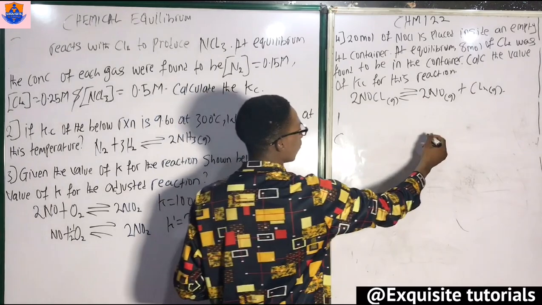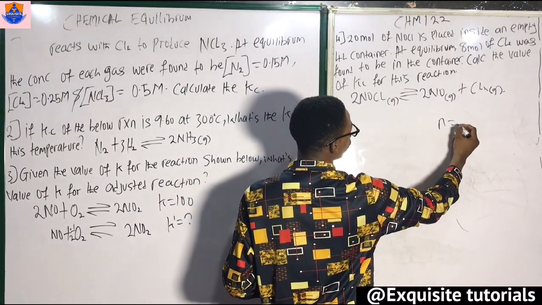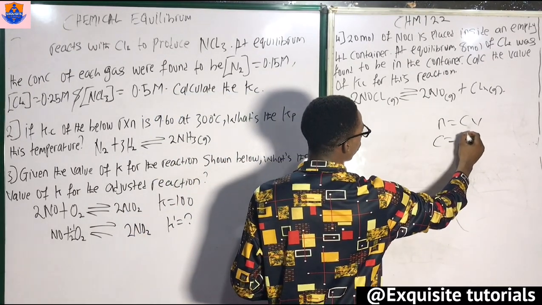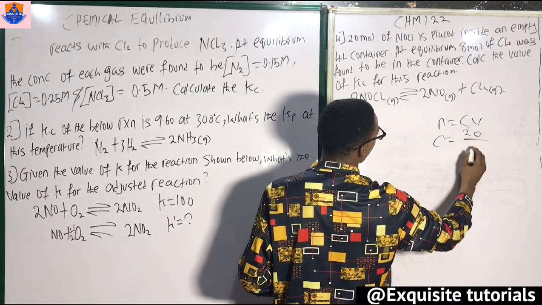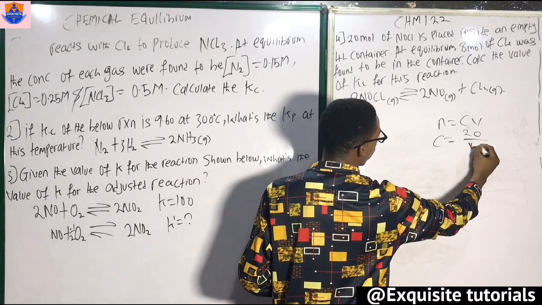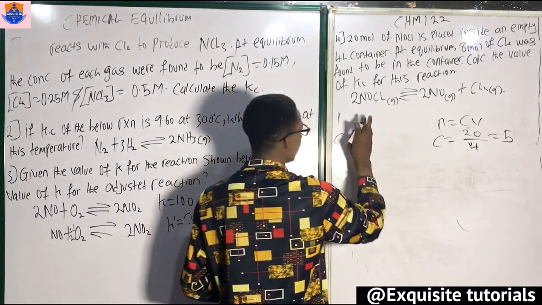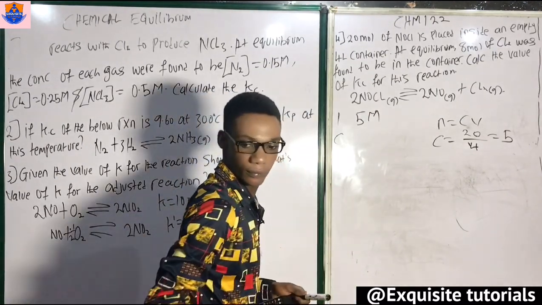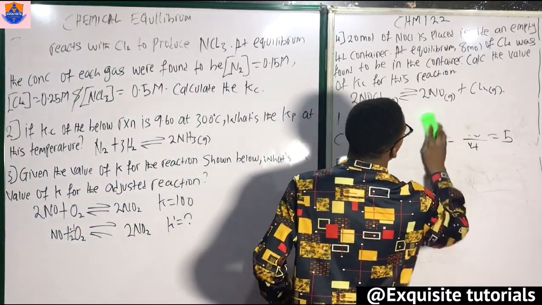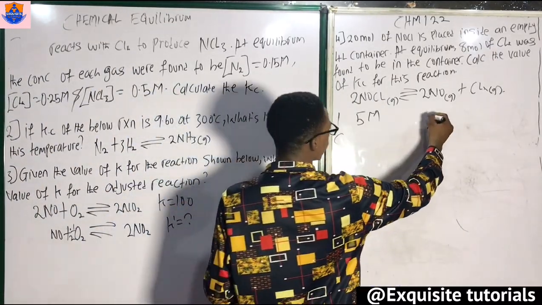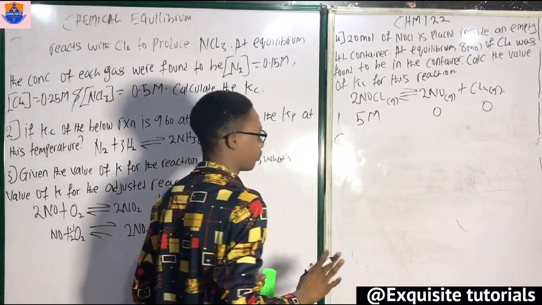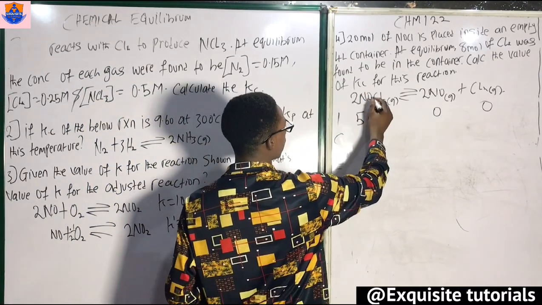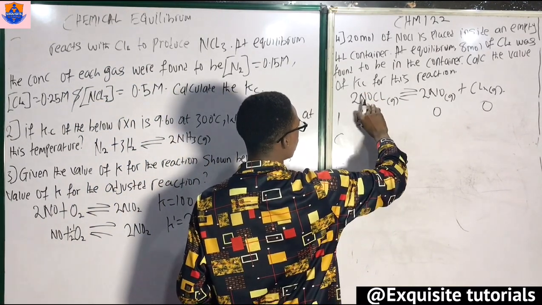So the number of mole is equal to CV. So C will now be equal to the number of mole, 20, over the volume, 4, which is equal to 5. So we have here 5 mole. At the initial point, the rest of them are all 0. Now, at this point, we have 2 mole of this.